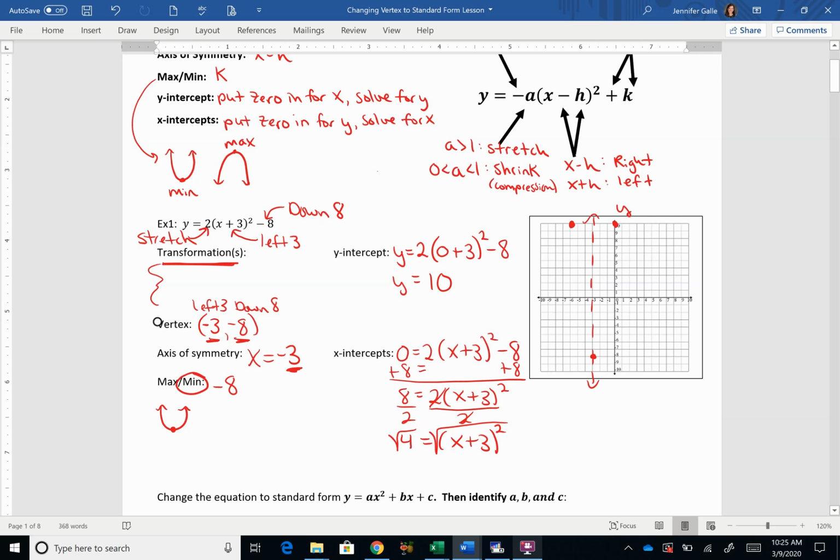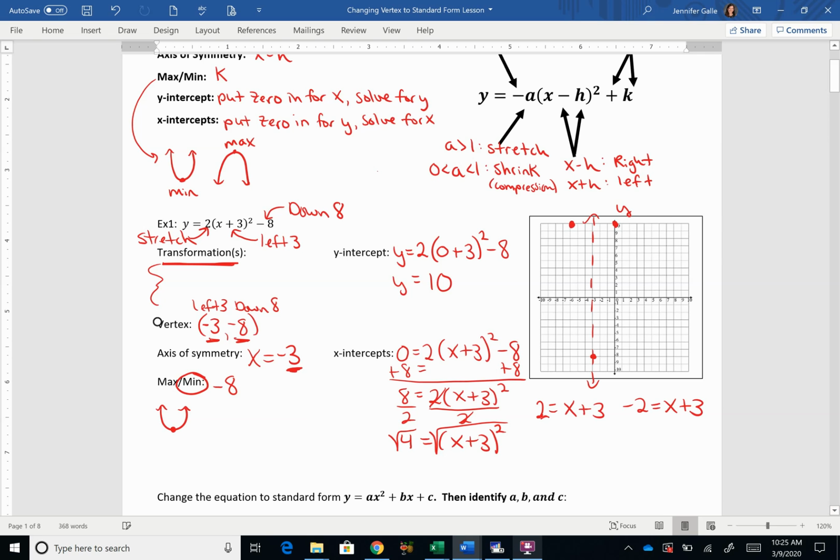Now, in your calculators, there is a square root feature if you're ever stuck on this one. If you put the square root of 4 in your calculator, it's just going to tell you 2. 2 equals x plus 3. But those of you that did this a lot last trimester, what's my other case? Square root of 4 could be 2, but it could also be negative 2.